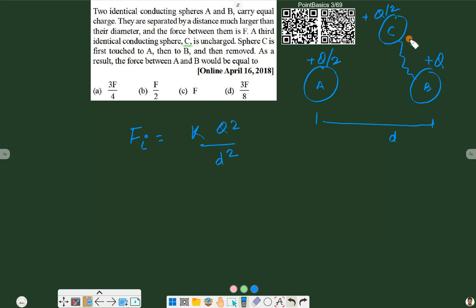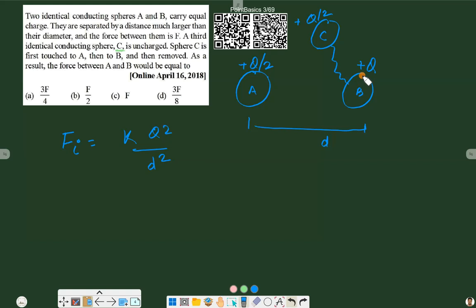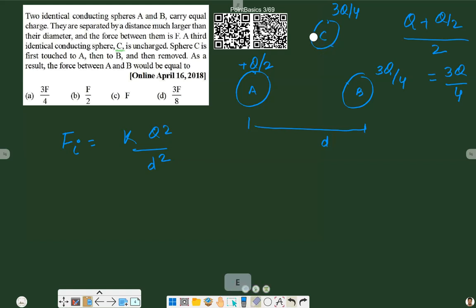And in this case, when we make contact between B and C, their total charge will be distributed such that the charges on both of them are equal. In short, charge on B will be given as q plus q by 2, divided by 2, and this will give us 3q by 2 by 2, that is 3q by 4. So after contact between B and C, and then after we remove the contact, charges will become 3q by 4 and 3q by 4. And now sphere C is removed, so we can remove this sphere.